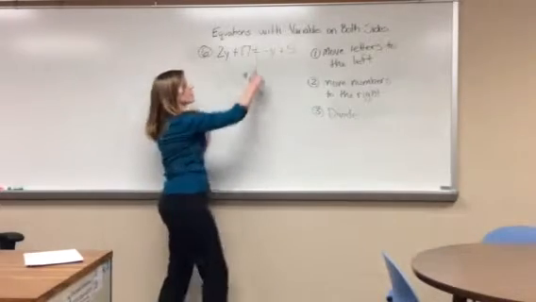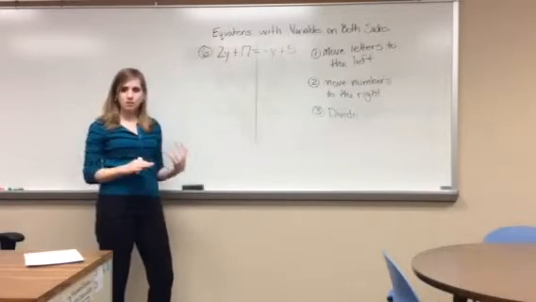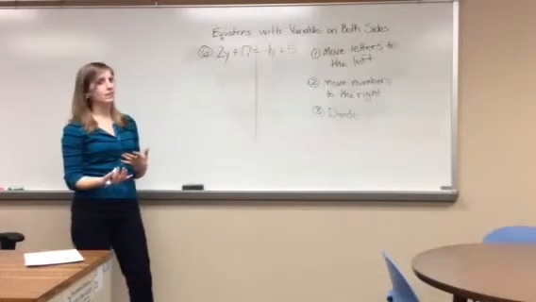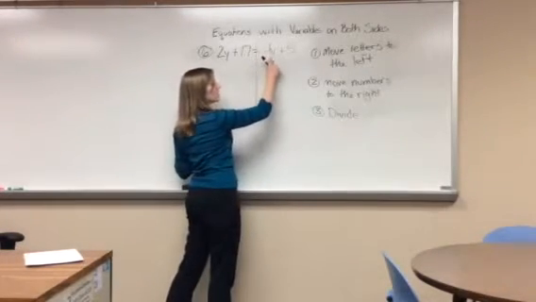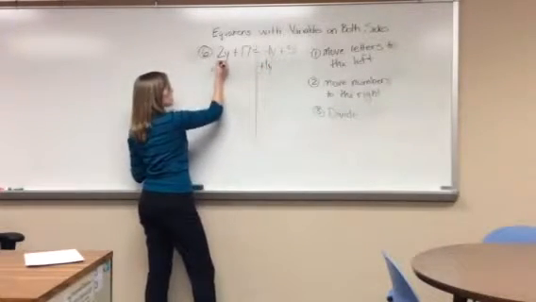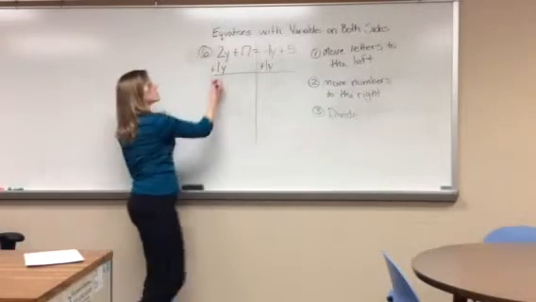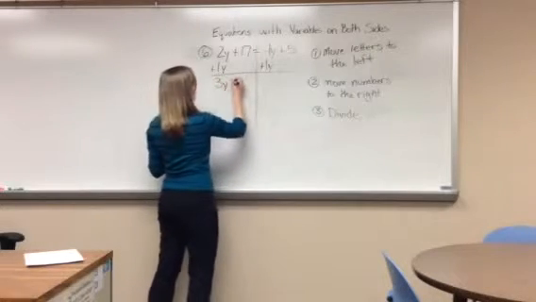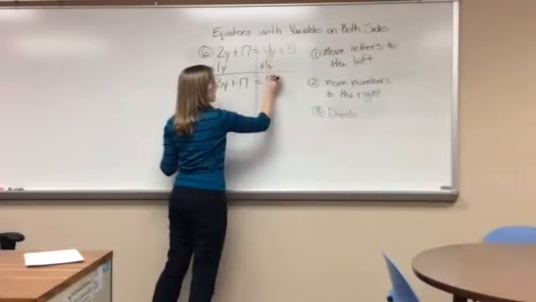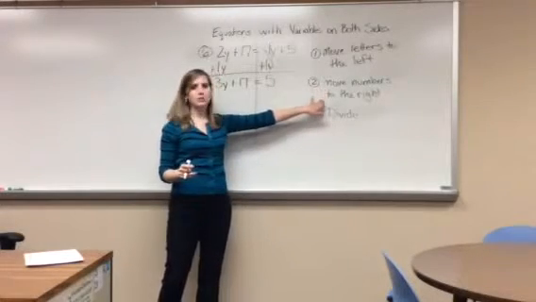Now remember, if there's just a negative sign and there's no number in front of the letter, there is a 1 there, they just don't write it. So this is actually a negative 1y, and if you need to, go ahead and write that in. So to cancel out a negative 1y, to do the opposite, we must add 1y to both sides, positive 1y. So 2y plus 1y gives us 3y plus 17 equals, my 1y's cancel, and I have 5 on the right side.